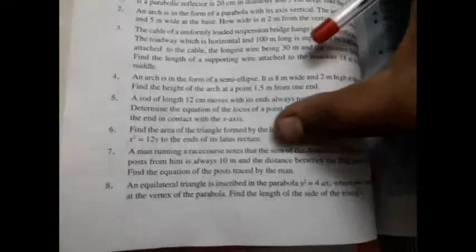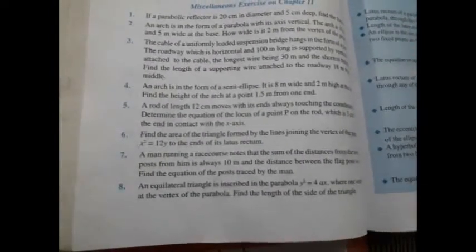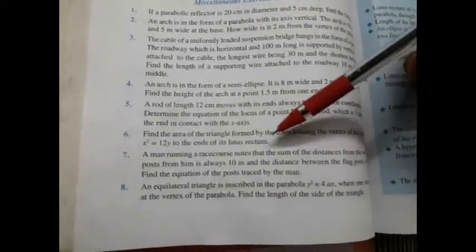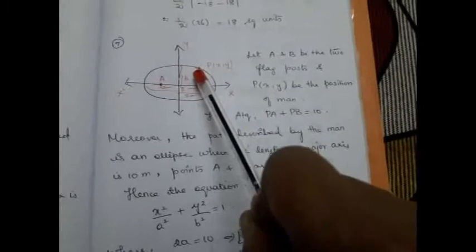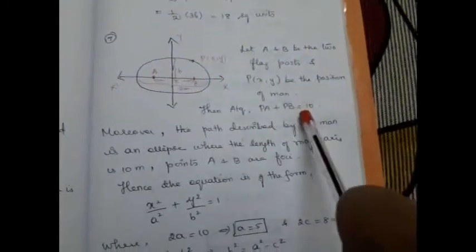Why? Because it is given the sum of the distances from the two flag posts from him is always 10. The definition of the ellipse says the sum of the distances from two fixed points is always constant, right? So clearly it is an ellipse. So we need to find the equation of the ellipse with the given inputs, right? So what is given here? Let A and B be the two flag posts and P be the position of the man. Then according to the question, PA plus PB equal to 10, right?